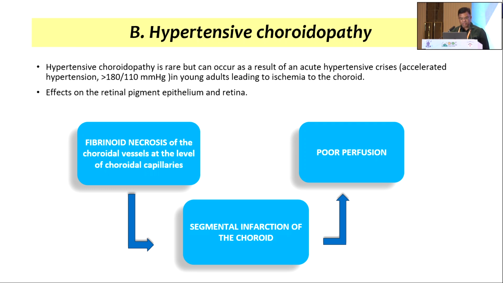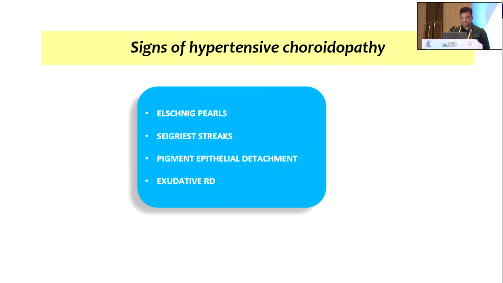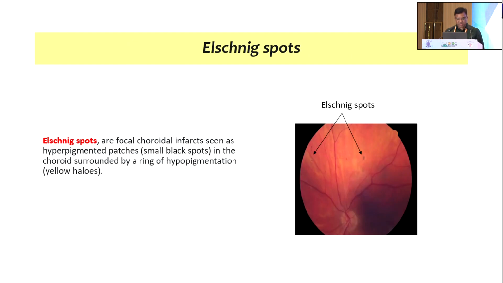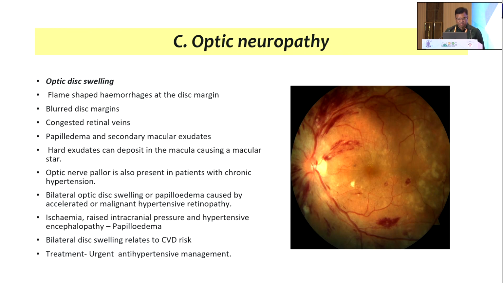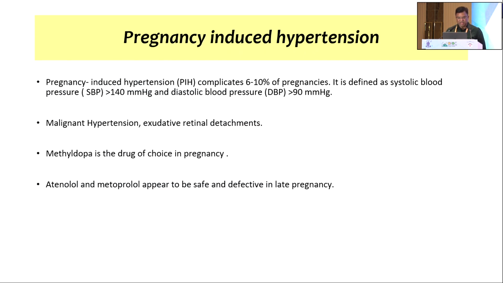So we have fibrinoid necrosis occurring in the choroidal vessels at the level of the choroidal capillaries, with segmental infarction of the choroid, and that leads to poor perfusion. Signs of hypertensive choroidopathy include Elschnig's pearls, Siegrist streaks, pigment epithelial detachment, and exudative retinal detachment. This is an example of the Elschnig spots. These are Siegrist streaks, detachment, and the optic neuropathy. Then we have the optic neuropathy.